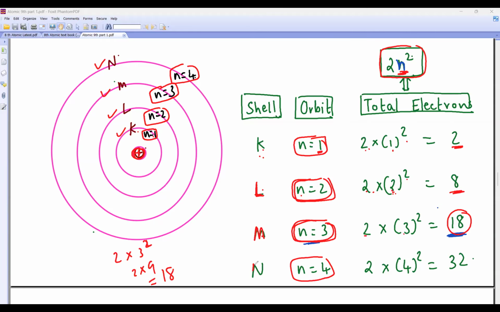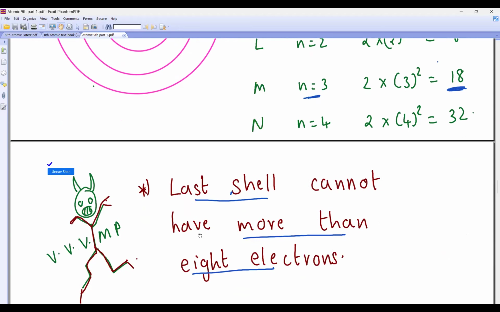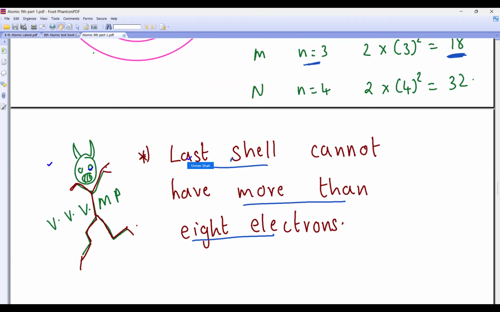Okay. Now how many in the N shell or fourth shell? 2 into 4 square. So that is how much? 32. So this is rule number 1. What is rule number 2? Rule number 2 says that the last shell cannot have more than 8 electrons. Last shell cannot have more than 8 electrons.